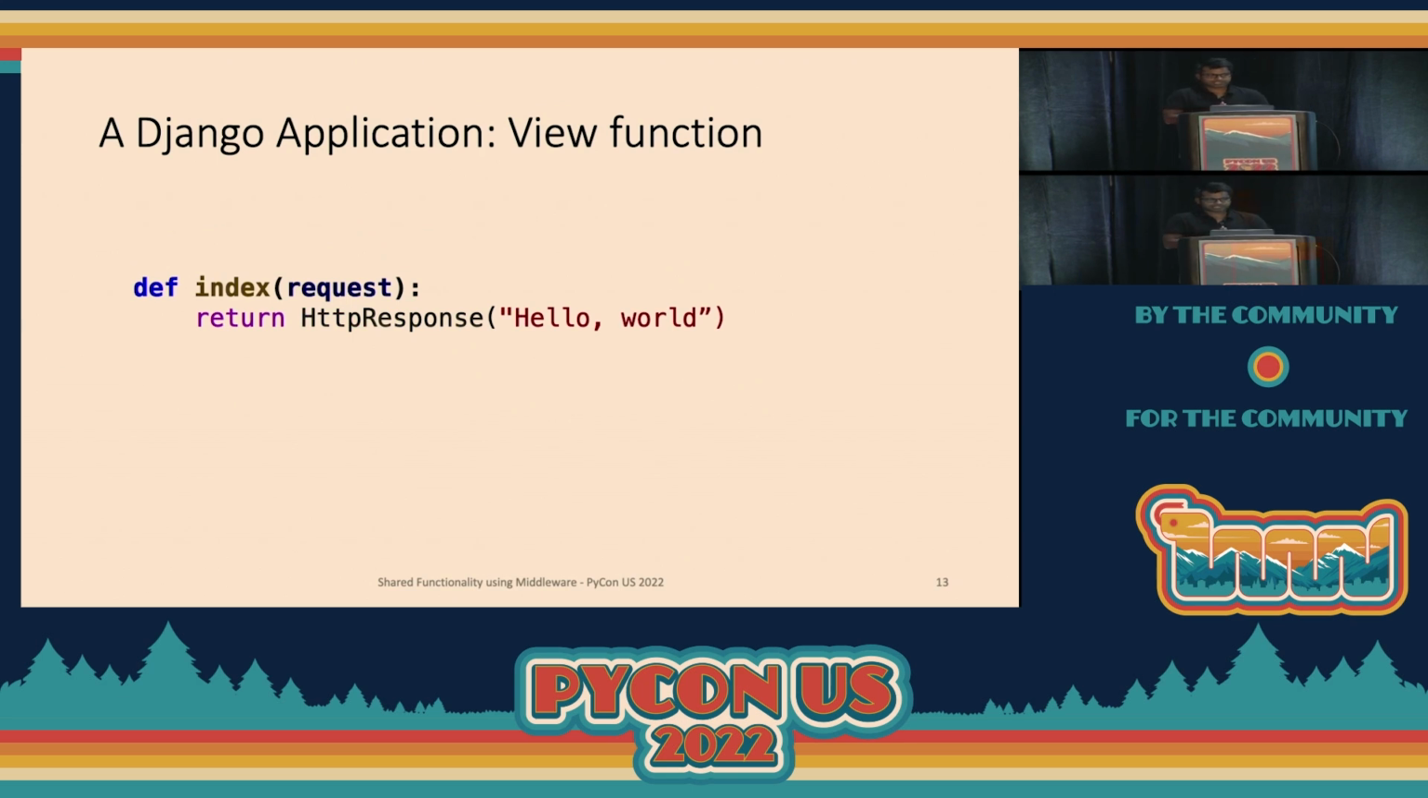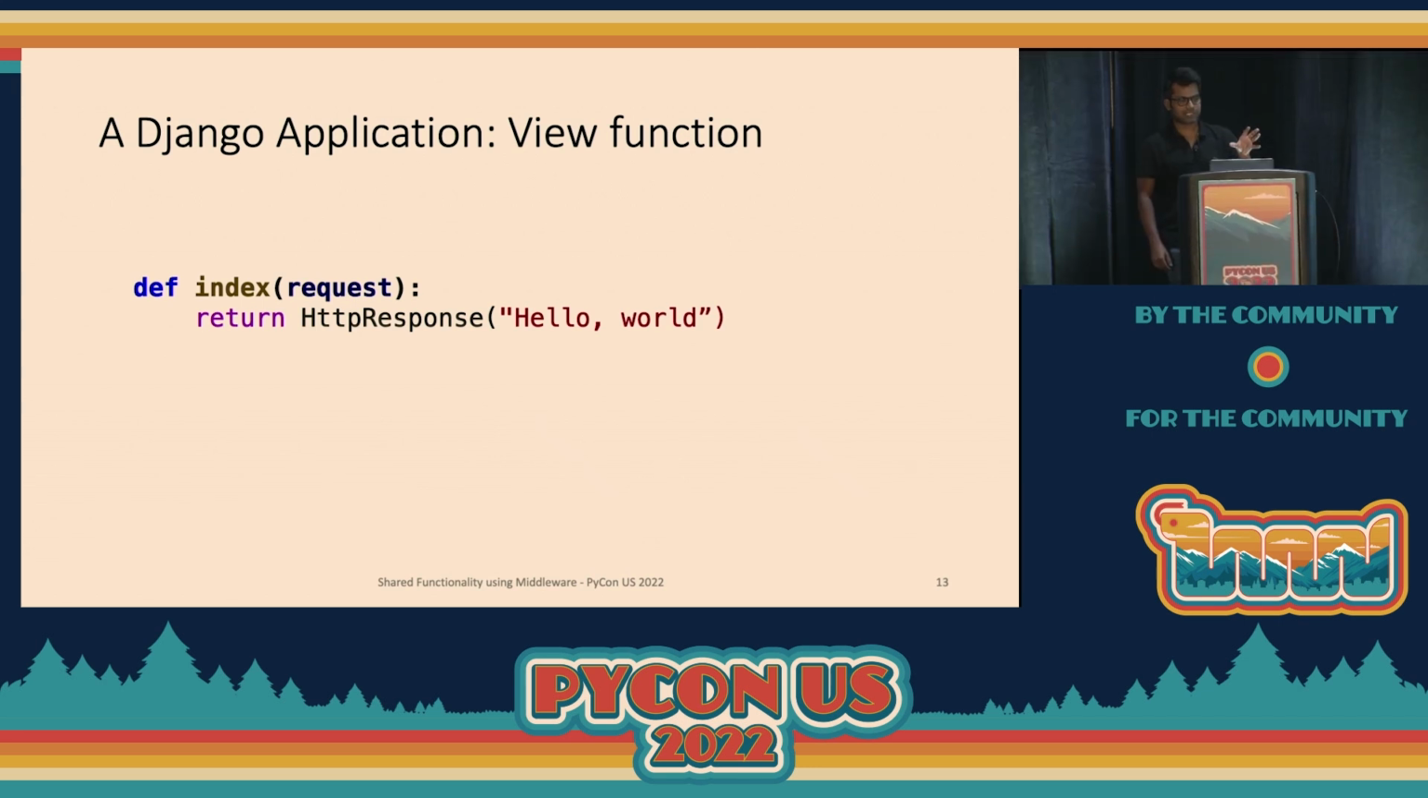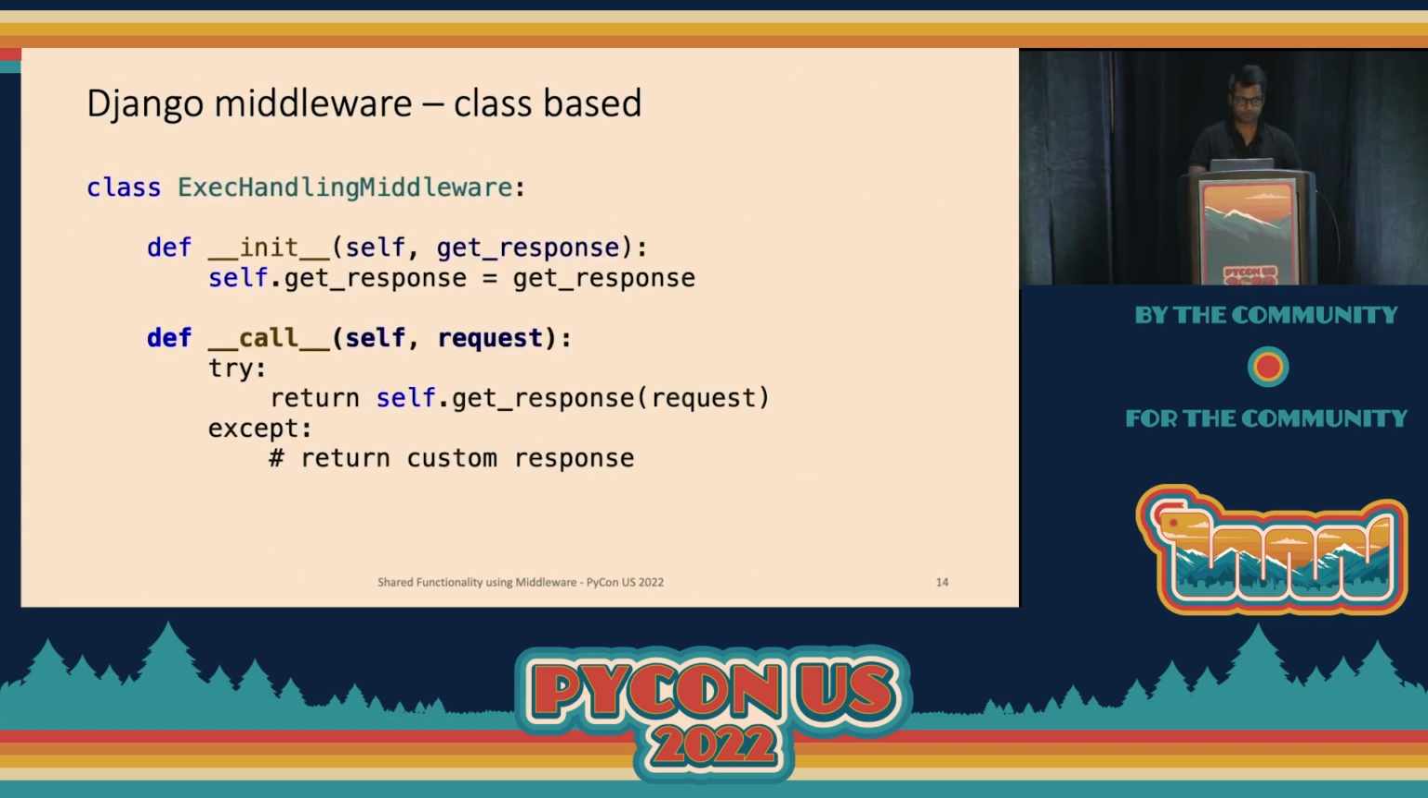Okay, let's consider a Django application now. This is a simplified view function, which I have called index. It takes a single parameter, request, which represents the current request that is being handled. Please keep this in mind. This is going to be our key for the next couple of slides.